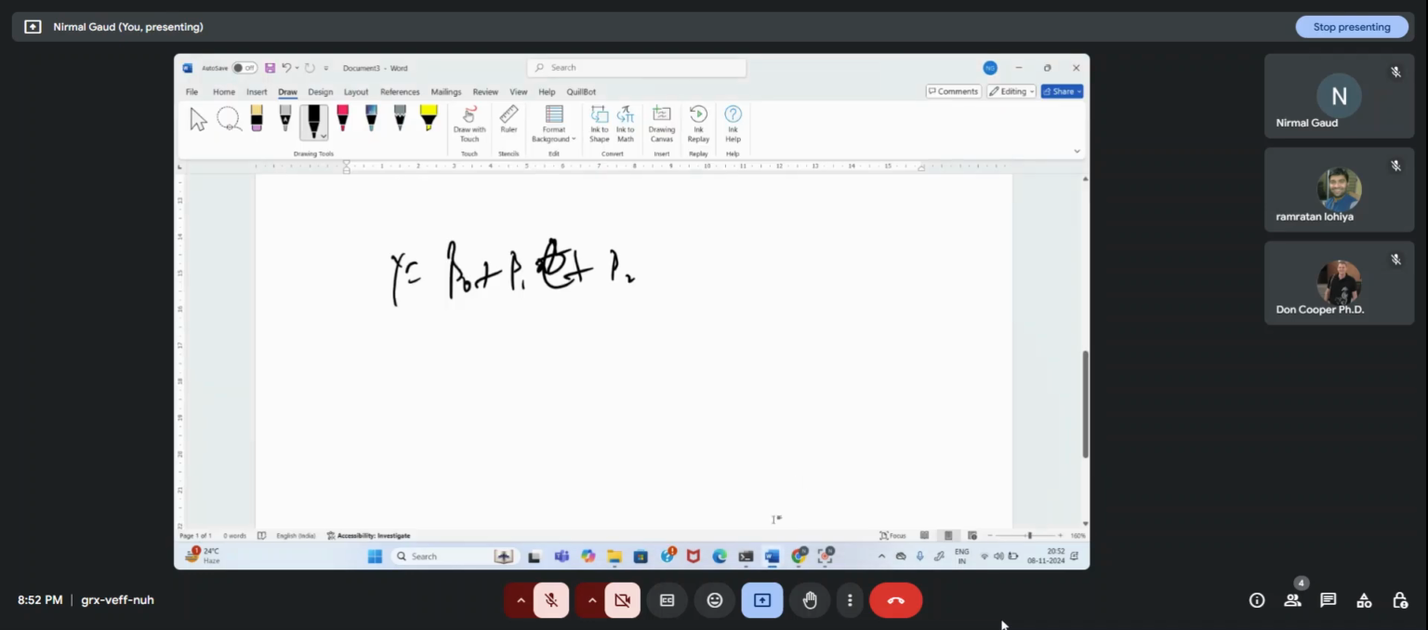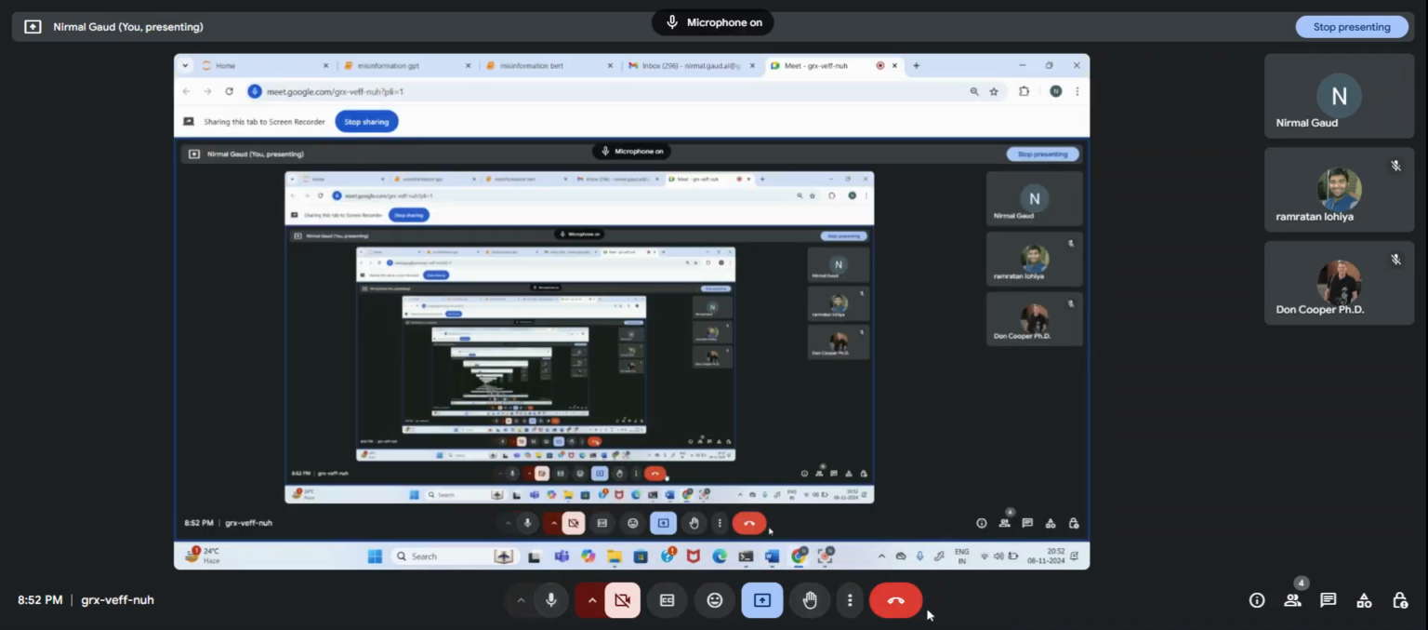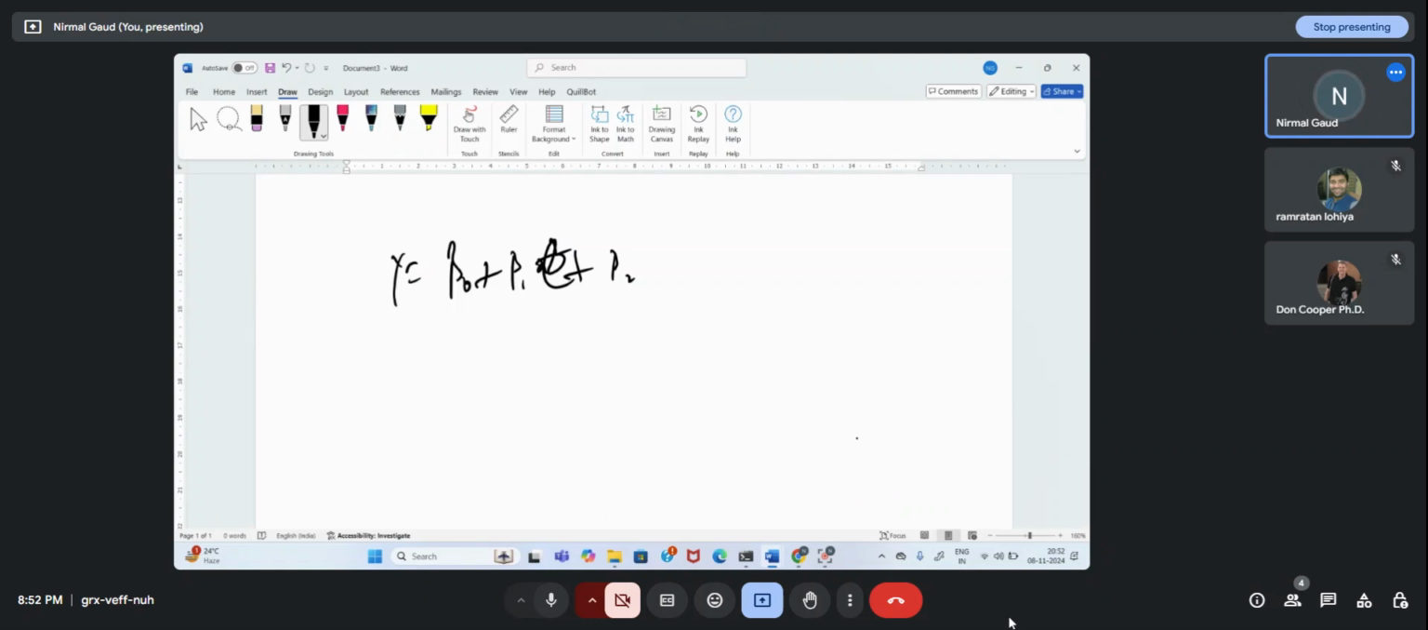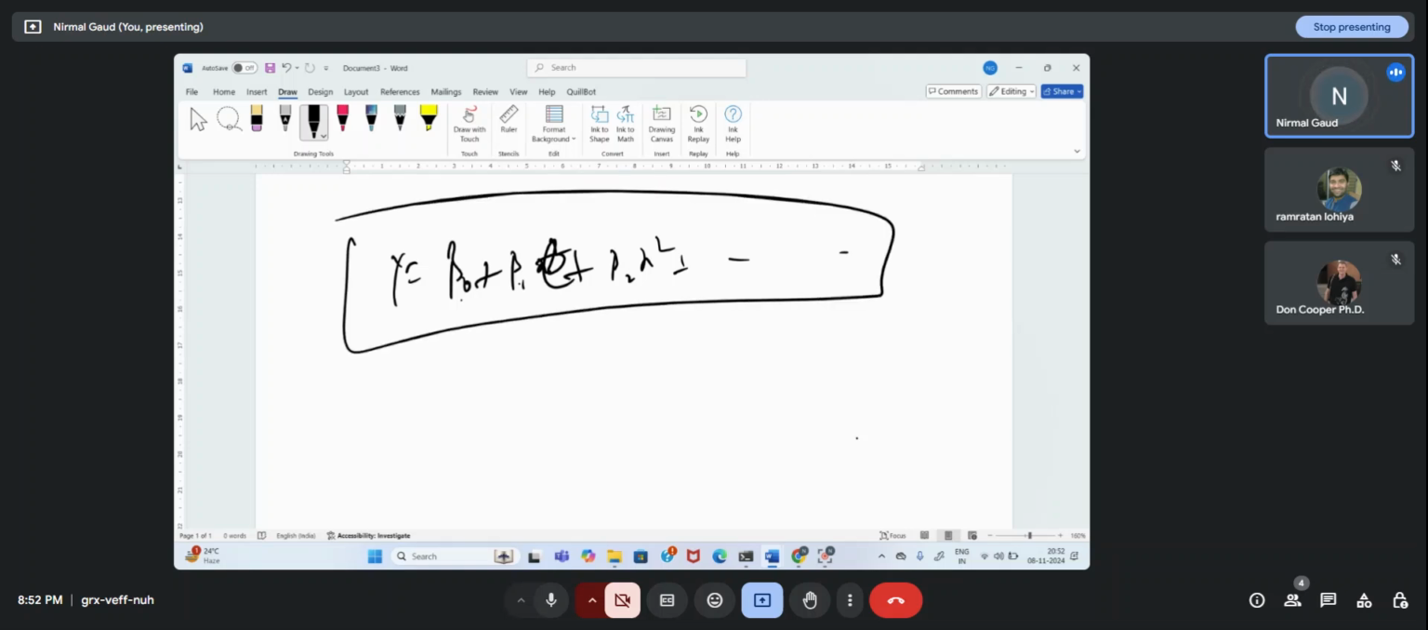beta naught plus beta 1 x plus beta 2 x square and so on. Such kind of equation we have seen in linear regression, that is termed a polynomial equation. However, the arrangement which we have done is linear only. It is just named poly because of the higher degree of x of the features.